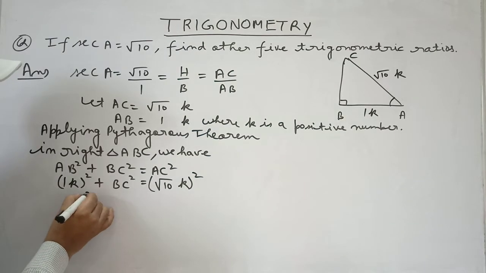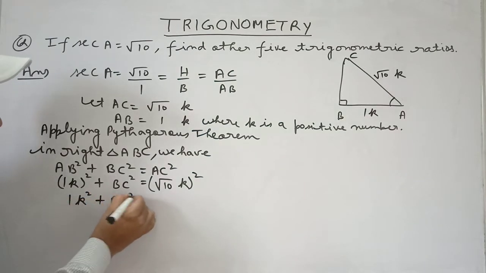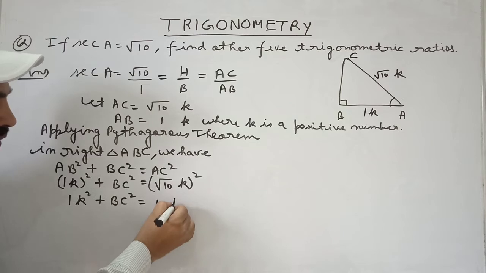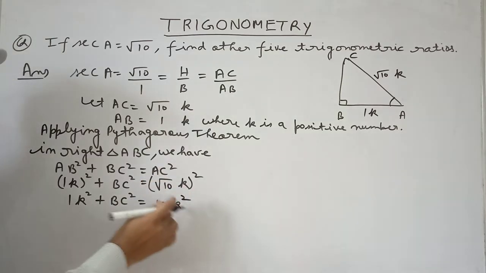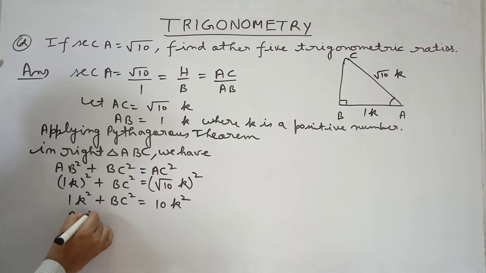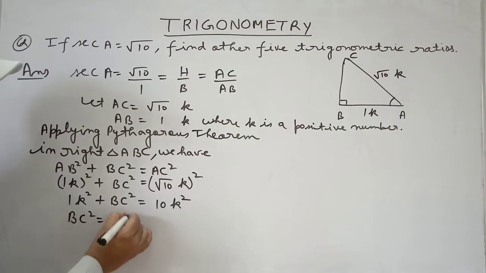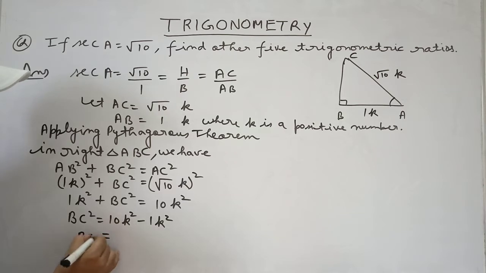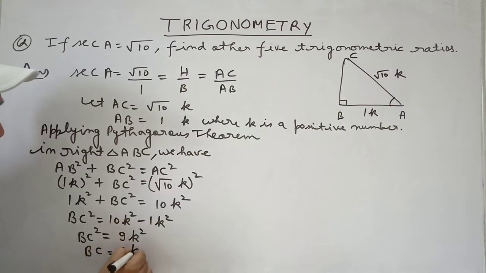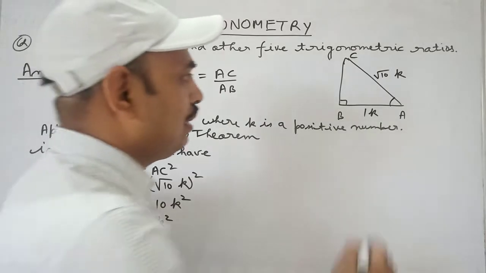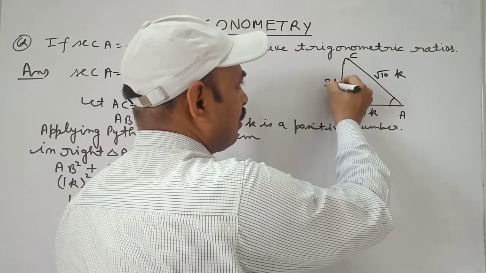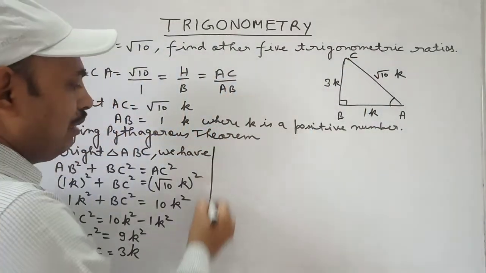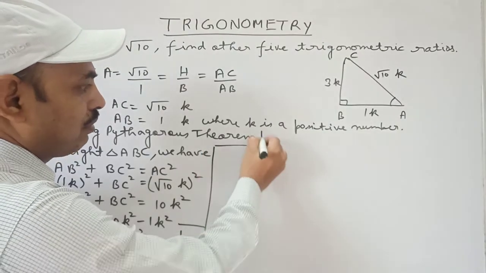So 1k square plus BC square is 10k square. So BC square equal to 10k square minus 1k square. BC square equal to 9k square. Taking square root of both sides, BC is 3k. Now we can find other trigonometric ratios.